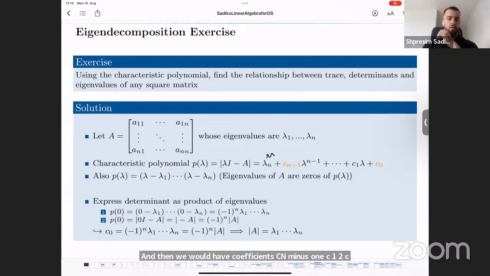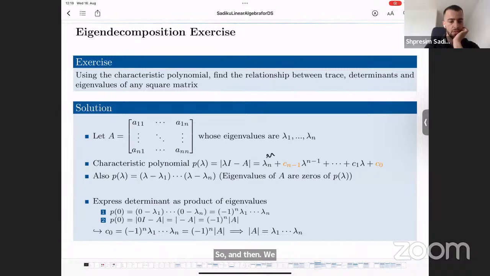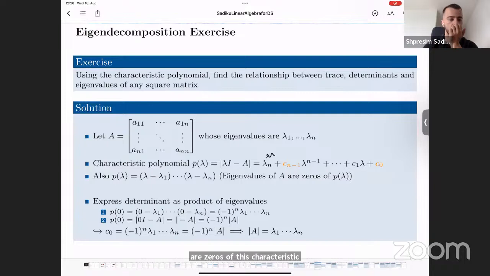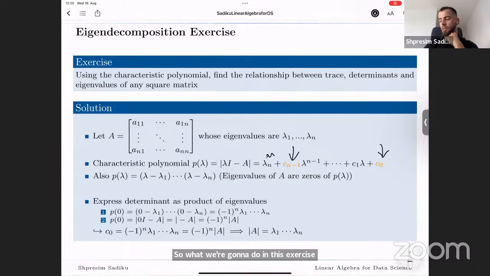All right. So then we know that the eigenvalues of a matrix A are zeros of this characteristic polynomial. So we could write the characteristic polynomial as lambda minus lambda 1, times lambda minus lambda 2, times many products, up to lambda minus lambda n. So what we're going to do in this exercise, we're going to play with these two coefficients, Cn minus 1 and C0. So first of all, we can express the determinant as a product of eigenvalues, as we saw here. And then, if we just consider this for lambda equal to 0, then we substitute on this equation all the lambdas to be 0. So this would just give us the product of eigenvalues times minus 1 to the power n.